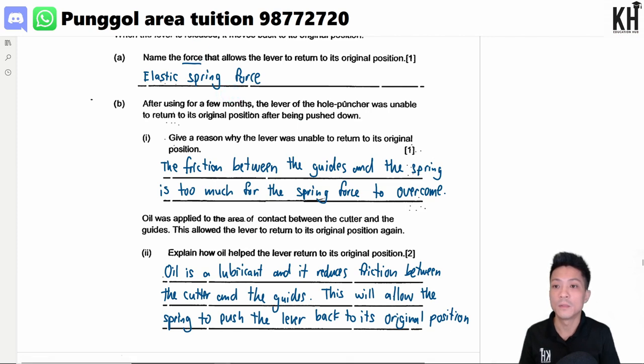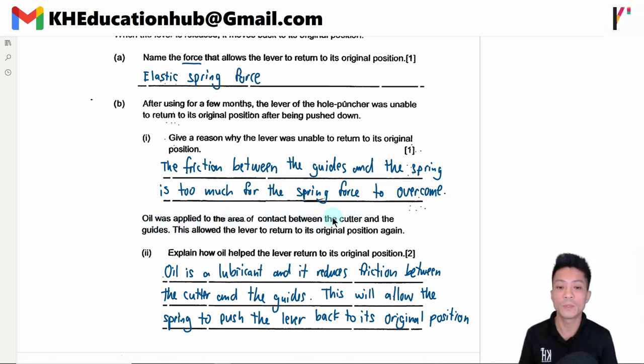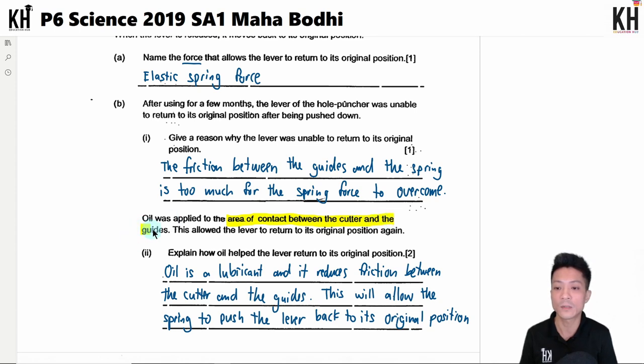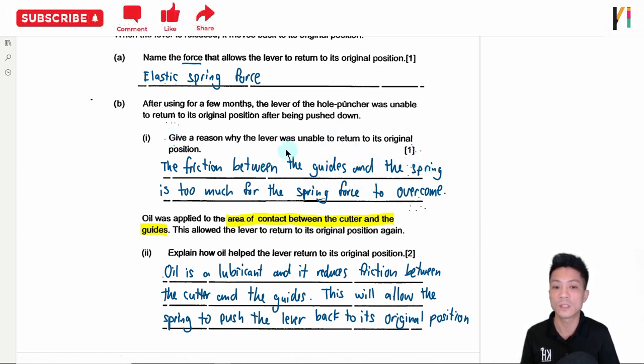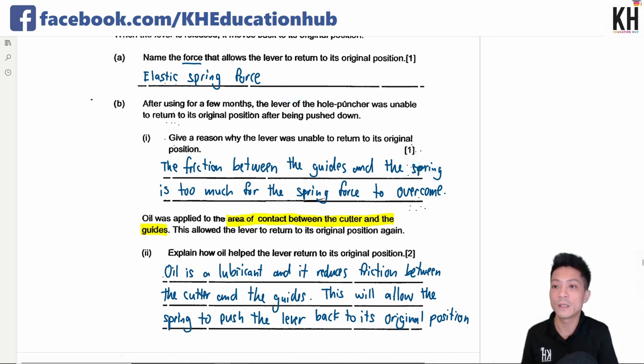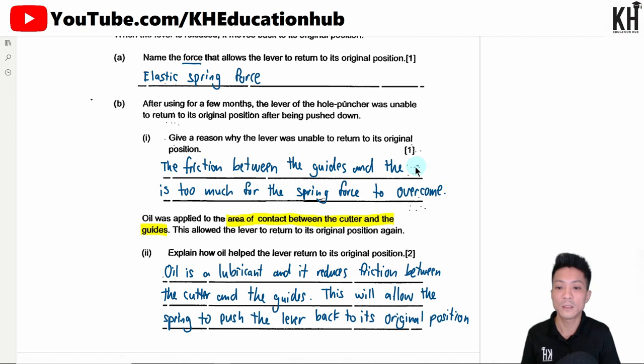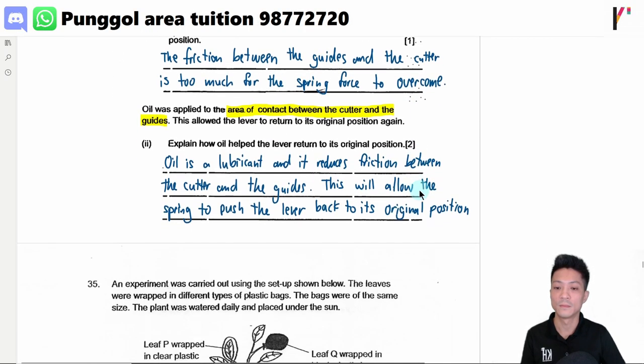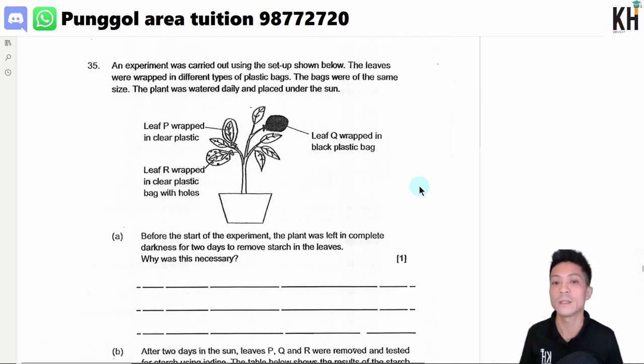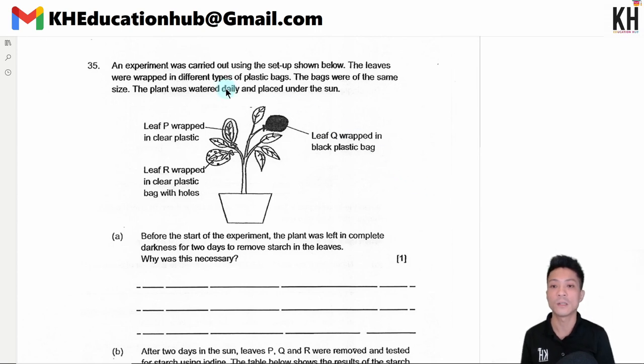Okay, so I noticed something in part 2, which tells me that my answer in part 1 is probably wrong, because oil was applied to the area of contact between the cutter and the guides, I should use the highlighter. Which means that for my answer in B part 1, instead of saying the friction between the guides and the spring, I should say the friction between the guides and the cutter. So I'm going to erase this part here, and change it to friction between the guides and the cutter. Sometimes as you're doing the questions, the later part will give you some clue as to how you should answer the earlier part.